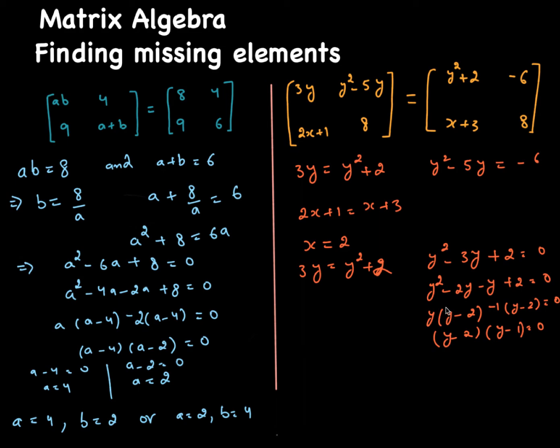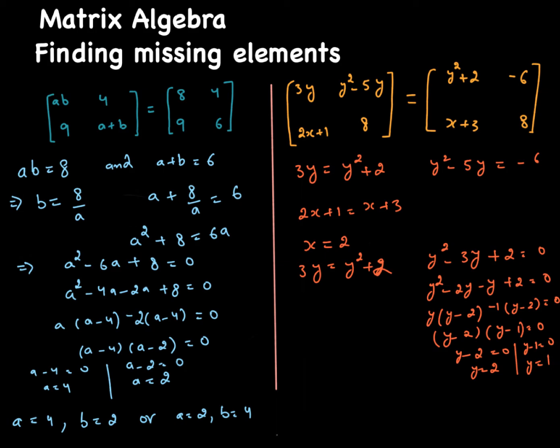So if we solve for y, either one of them is equal to 0, so we can say either y minus 2 is equal to 0, this gives me y is equal to 2, and the other one, y minus 1 is equal to 0, gives me y is equal to 1.